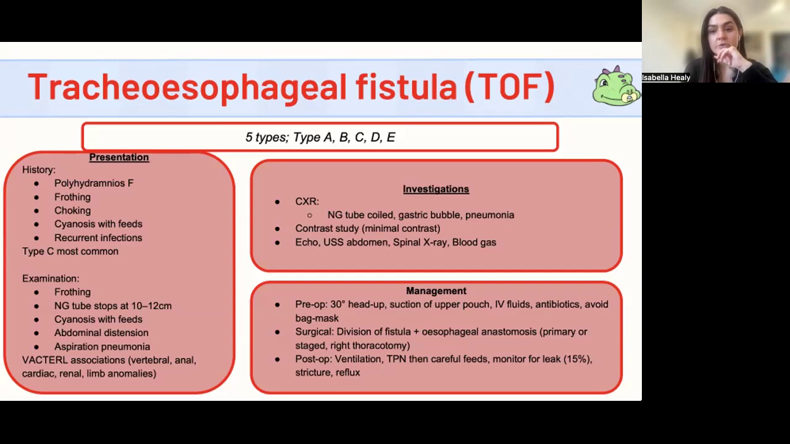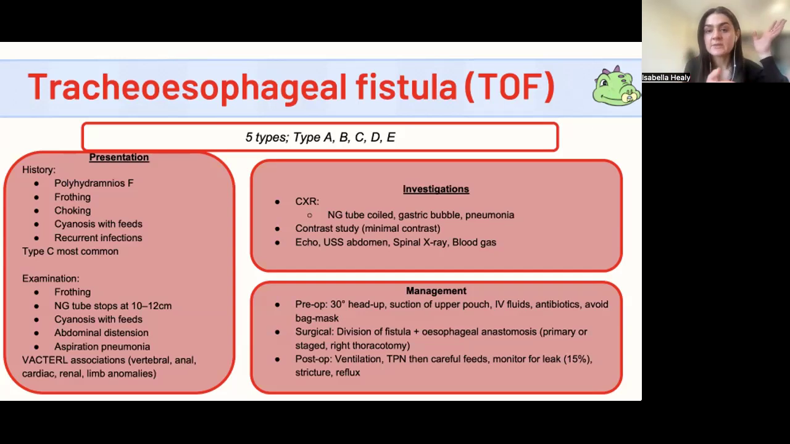So the other thing to remember too is that this keeps company, so the VACTERL associations. So as listed there, vertebral, anal, cardiac, renal, and limb anomalies. So these kids also get lots of screening done to them and have a big examination of what's going on. Chest X-ray is diagnostic though, so the nasogastric tube coiled up in the upper esophageal pouch, and crucially too, there can sometimes be a gastric air bubble present in the presence of a distal fistula. You could also, depending on the presentation, see signs of aspiration pneumonia.